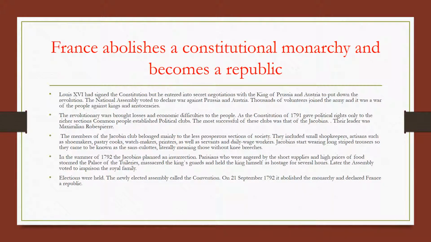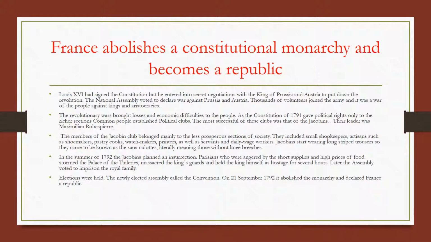They included small shopkeepers, artisans such as shoemakers, pastry cooks, watchmakers, printers, as well as servants and daily wage workers. Jacobins started wearing long striped trousers, so they came to be known as the sans culottes, literally meaning those without knee breeches. In the summer of 1792, the Jacobins planned an insurrection.